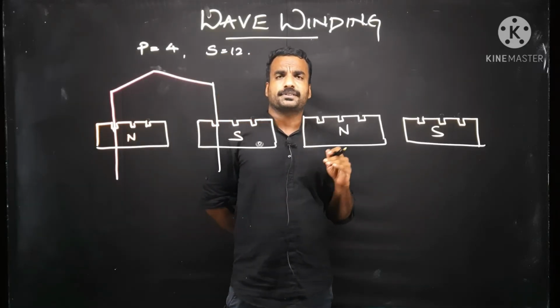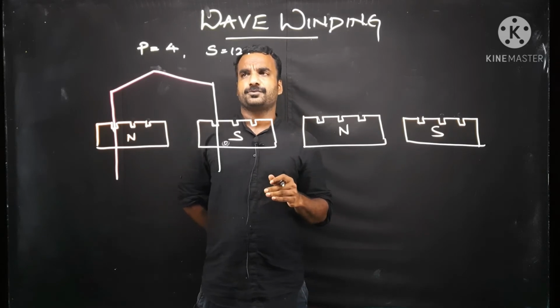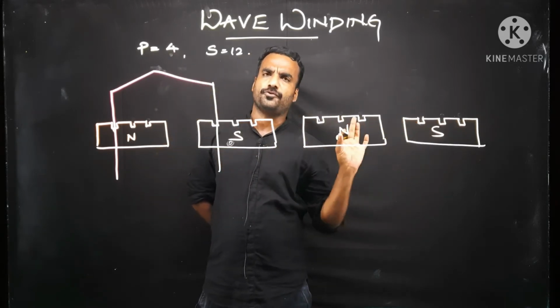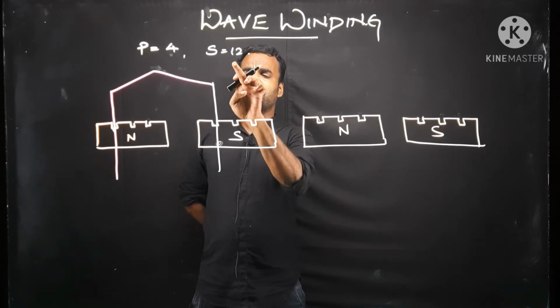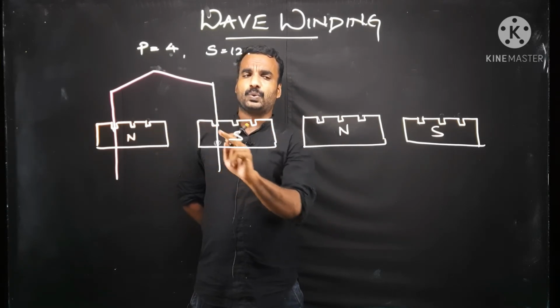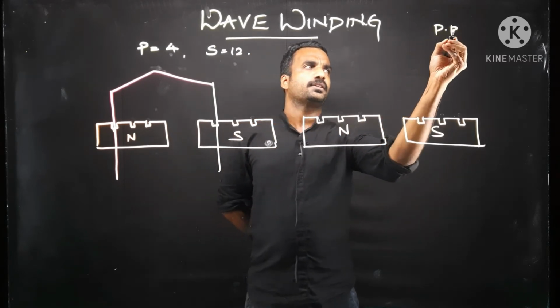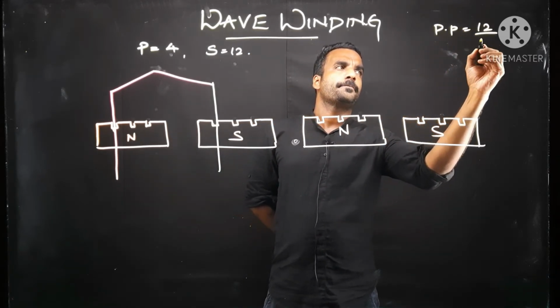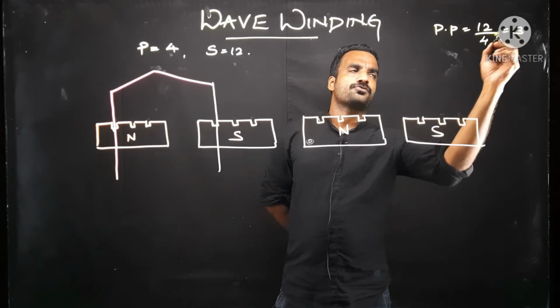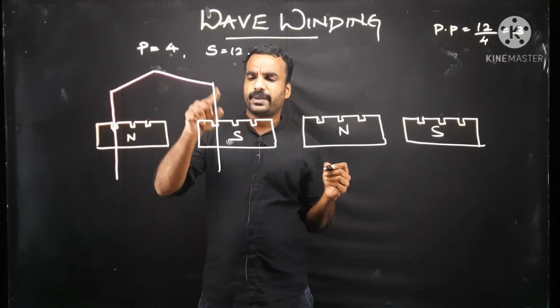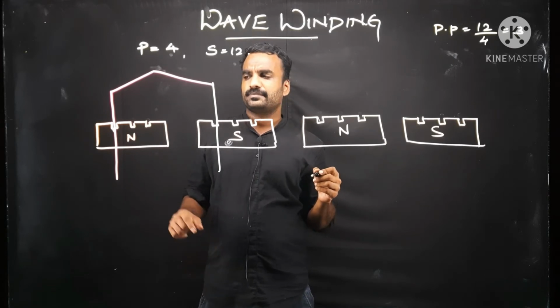Now I am going to discuss wave winding. Same example: a 4 pole system, north south, with 12 slots. You can see 12 slots, 3 slots per pole. Pole pitch is equal to number of slots divided by number of poles, which is 3 slots. So you are performing full pitch winding again.